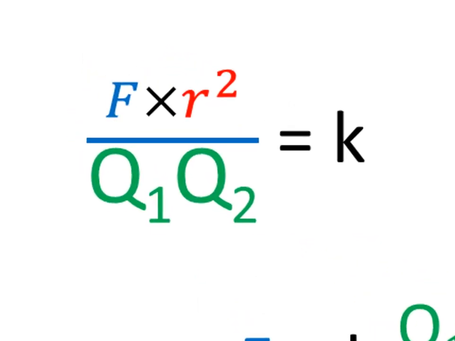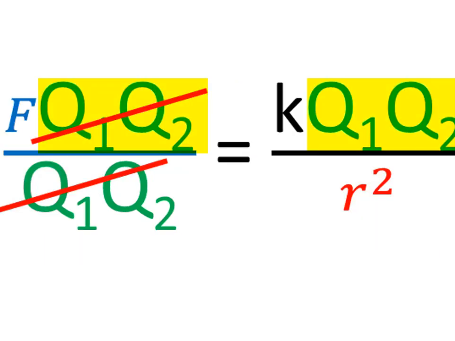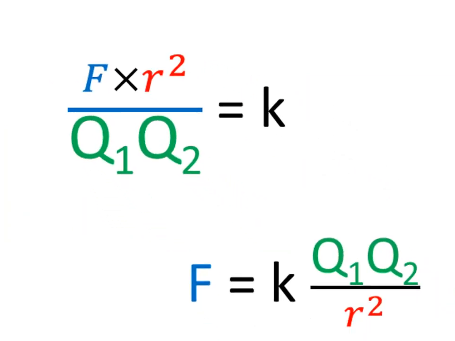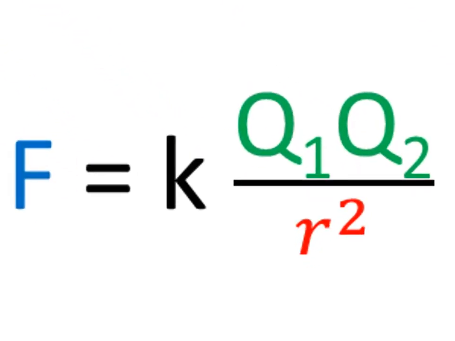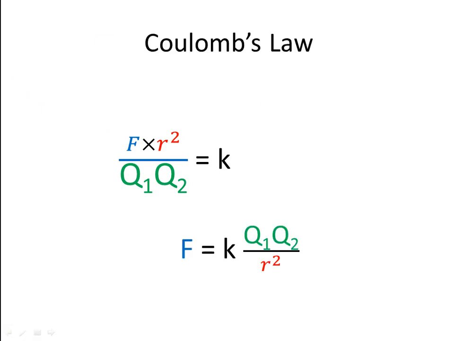Notice that from the first equation, what we're doing is we're dividing both sides by R squared. So it cancels away from the left, and we introduce it now at the bottom of the fraction on the right. And then we're multiplying both sides by Q1, Q2. That gets rid of it on the left, and it introduces it on the top of the fraction on the right. And that's how we rearrange to make force the subject of the equation. Force equals k, Q1, Q2 over R squared, where k has a value of 9 times 10 to the power 9. And this equation is called Coulomb's law.